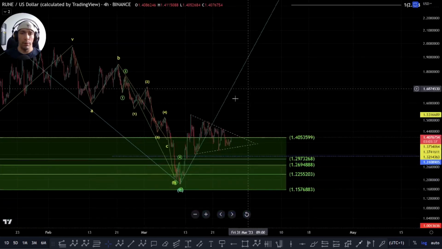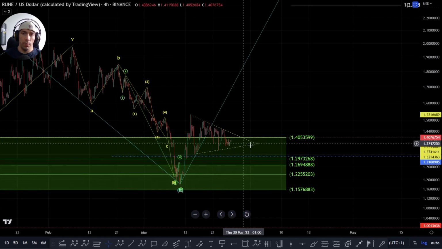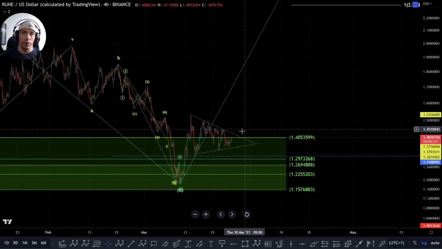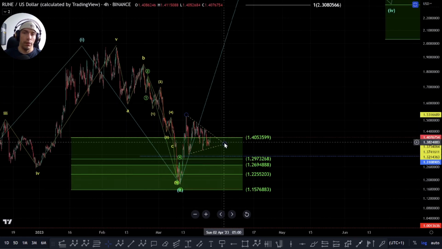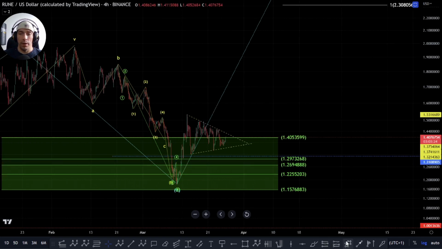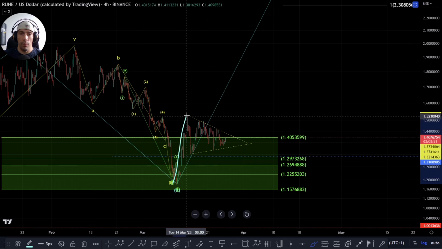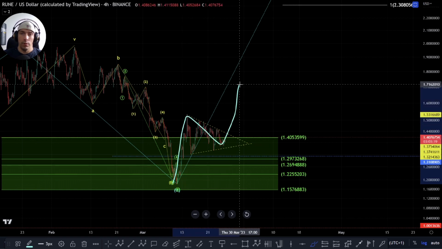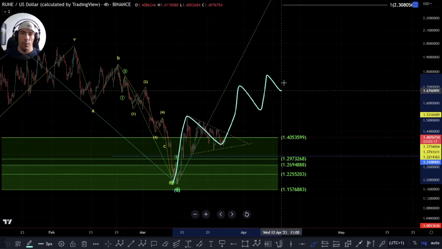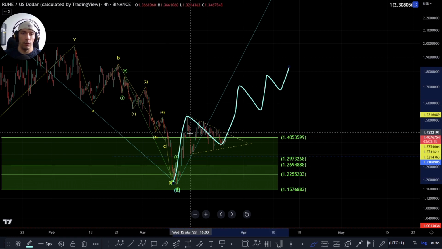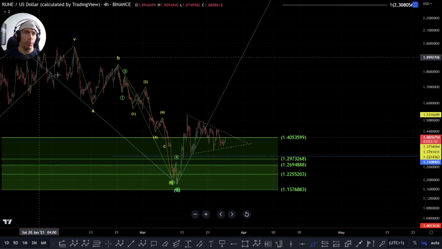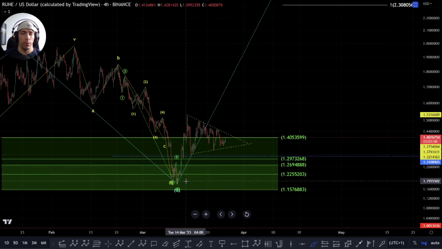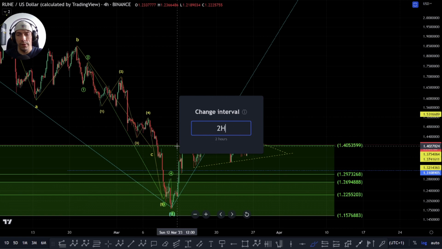The problem I have with this count is if we are forming a triangle here, it would not fit into the context of this move, unless it becomes a diagonal to the upside, where we form basically this structure here as a wave 1, 2, 3, 4, 5, something like this, as a contracting diagonal to the upside. It wouldn't really fit within this count. So we're keeping an eye on it. We'll take it one step at a time and see how we progress.